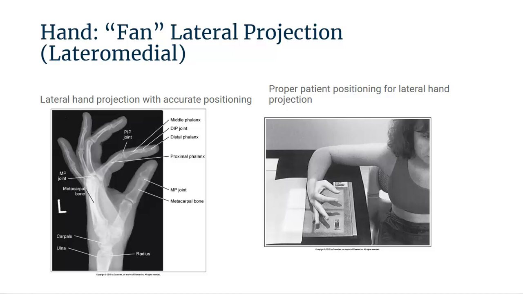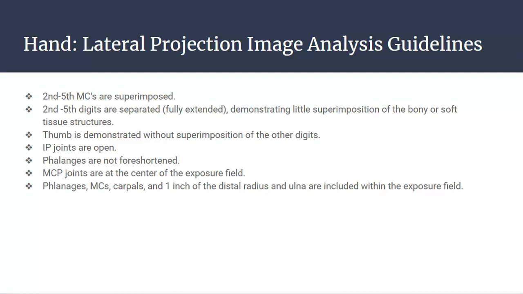The IP joints are demonstrated as open. The phalanges are not foreshortened. The thumb is positioned close to the hand. The MCP joints are at the center of the exposure field, and the phalanges, the metacarpals, carpals, and 1 inch of the distal radius and ulna are all included within the exposure field. Here are those image analysis guidelines for your review.